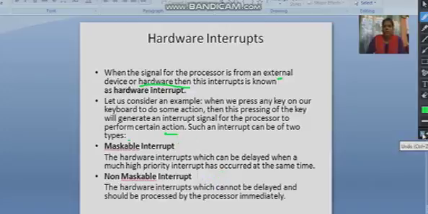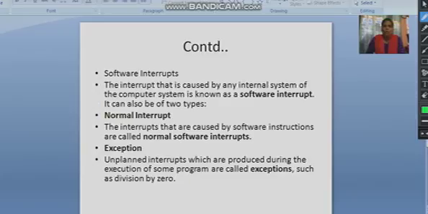What do we mean by maskable interrupt? When in processing of an interrupt, if we can delay the interrupt processing, we can mask the interrupt processing, then this is known as a maskable interrupt. And if we can't delay it, then that category is known as a non-maskable interrupt. Okay, now the software interrupt. The interrupt that is caused by any internal system of the computer system is known as a software interrupt. It can be of two types: normal interrupts and exceptions.